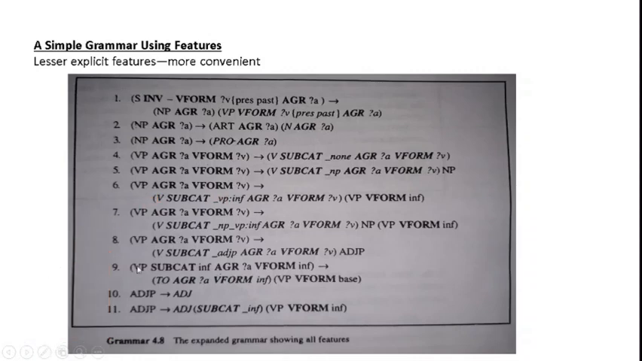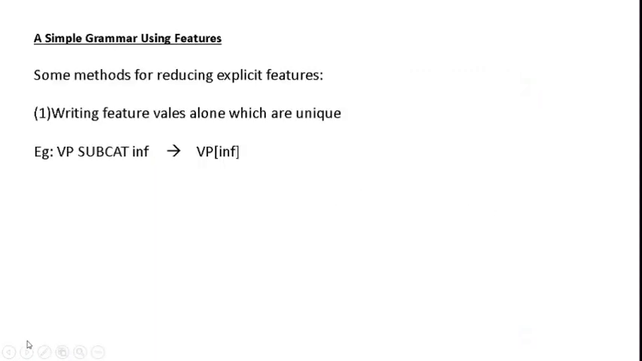So we will see some methods for reducing explicit features, the features which are written in the grammar. So one method is to just write the feature value alone and not specify the feature name. This is especially helpful when feature values are unique with respect to features, and different features don't share the same feature values, and the features that we have studied till now have unique feature values. So one example is given here.